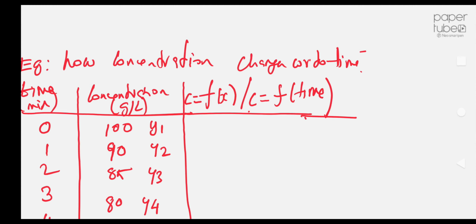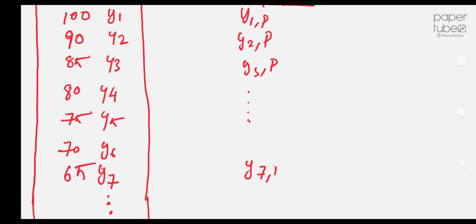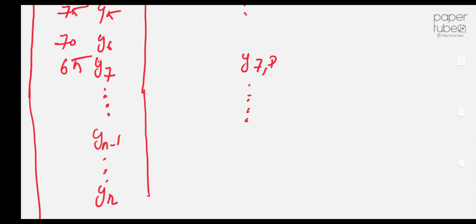Let's say we have some function that predicted this equation. Let's call the predicted ones: this function predicted the y value for the given x1, and the predicted value, let's call it y1 comma p, where p stands for predicted. Then y2 comma p, y3 comma p, and so on up to y7 comma p. If we have n data points, the last one will be y suffix n.